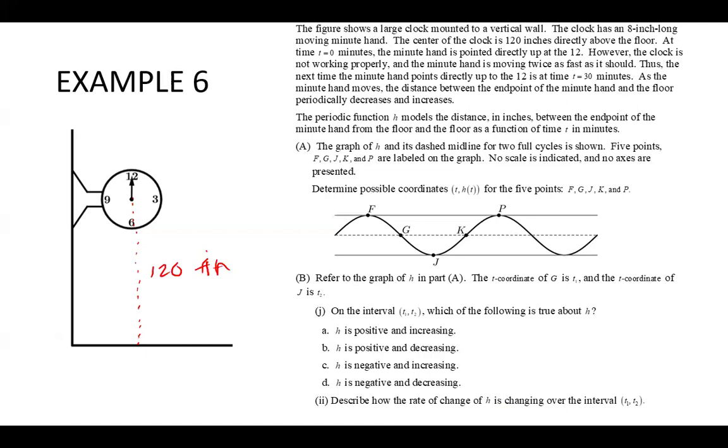It's going super fast. And then how long is the long hand? 8 inches. So this is 8 inches. So at the height of it, what is the tallest it could be?